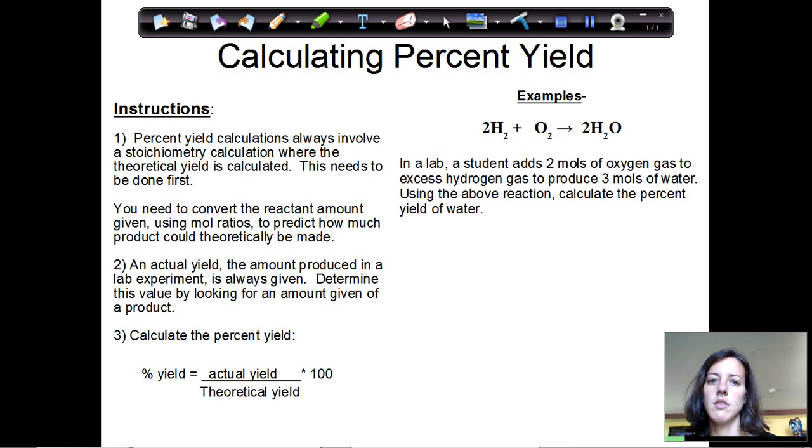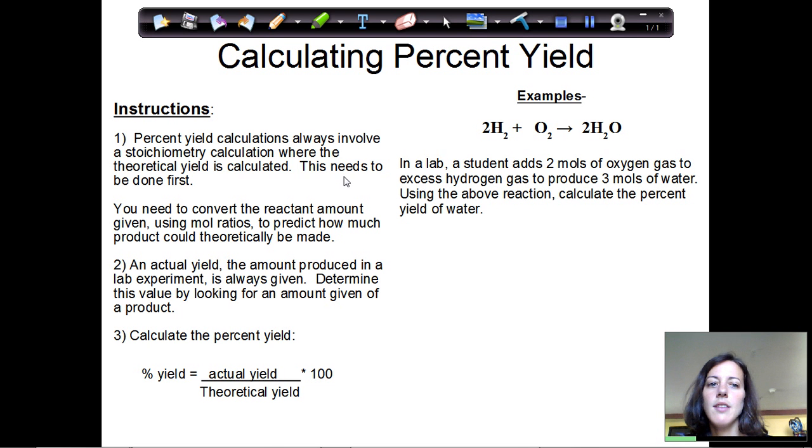Theoretical yield is the stoichiometry calculations that we have been doing already in class, where you're theoretically predicting how much of something can be produced. Percent yield is taking that theoretical calculation and looking at what was actually made during the lab, and figuring out, okay, percent wise, how much did I make compared to what I could have made in theory.